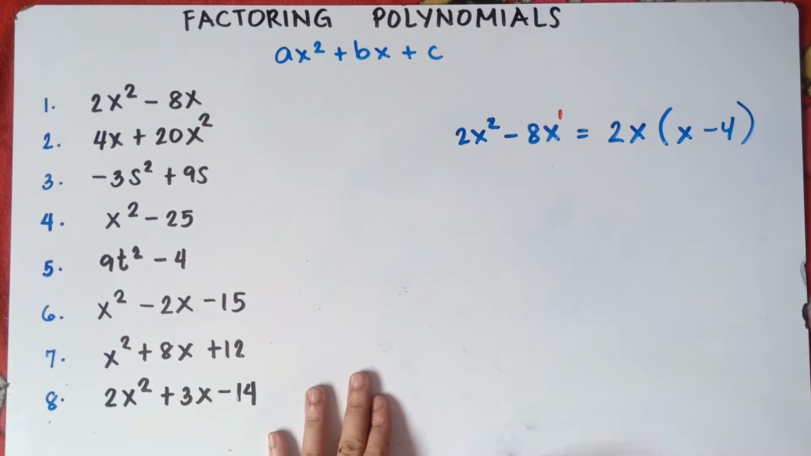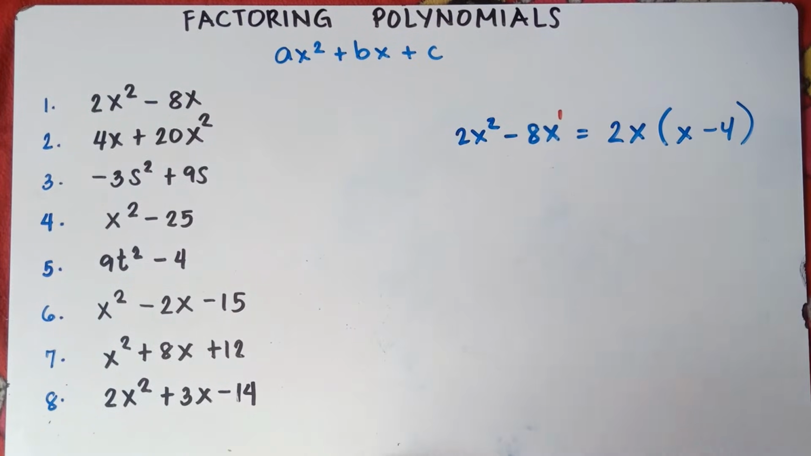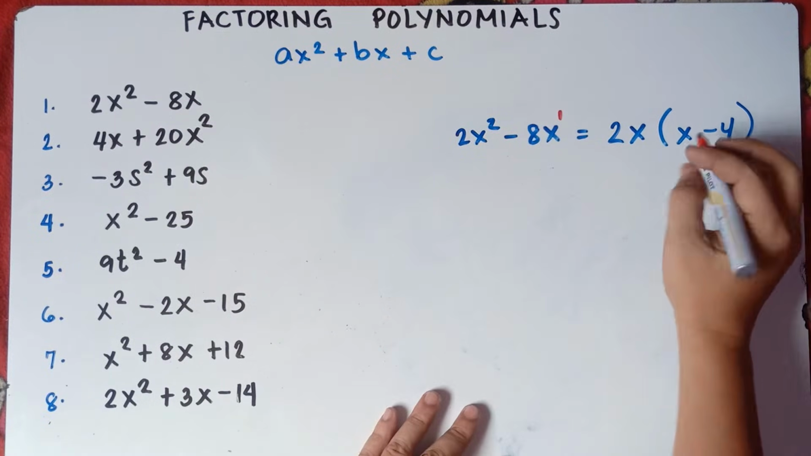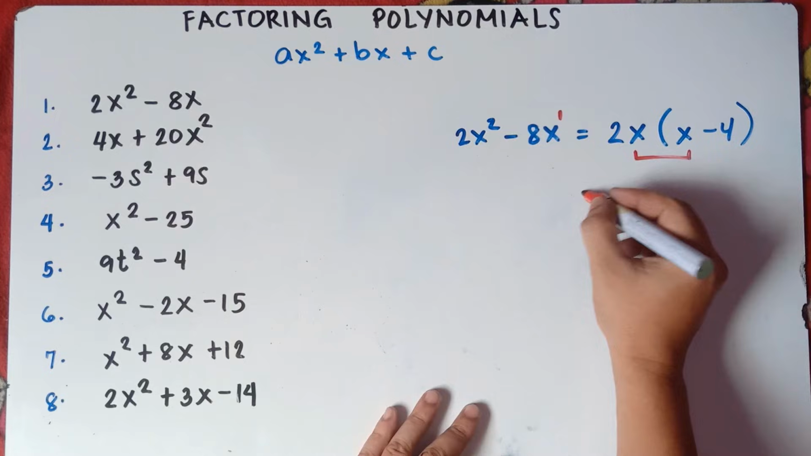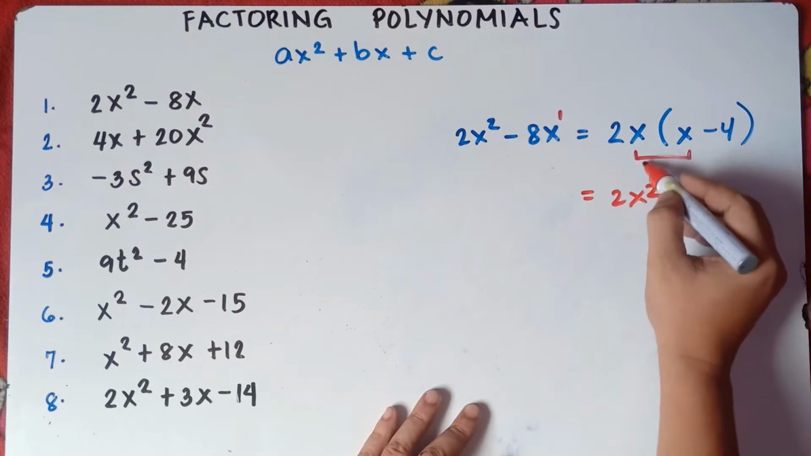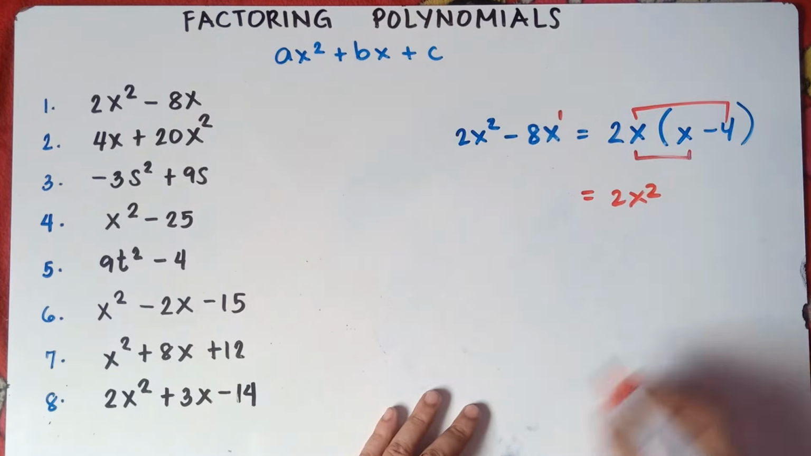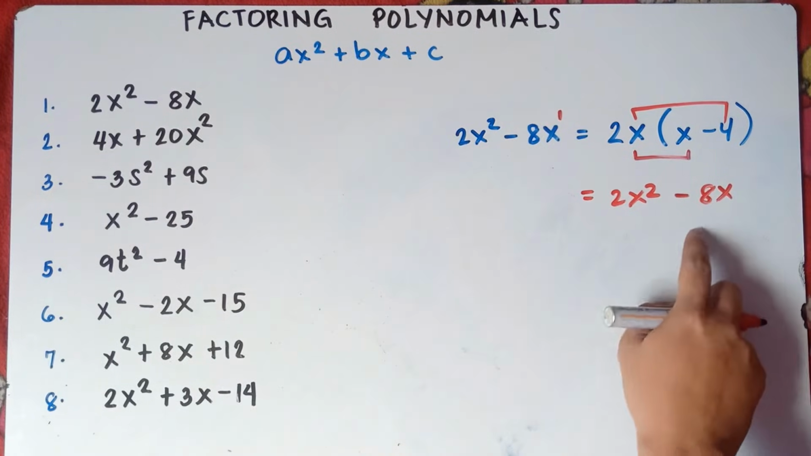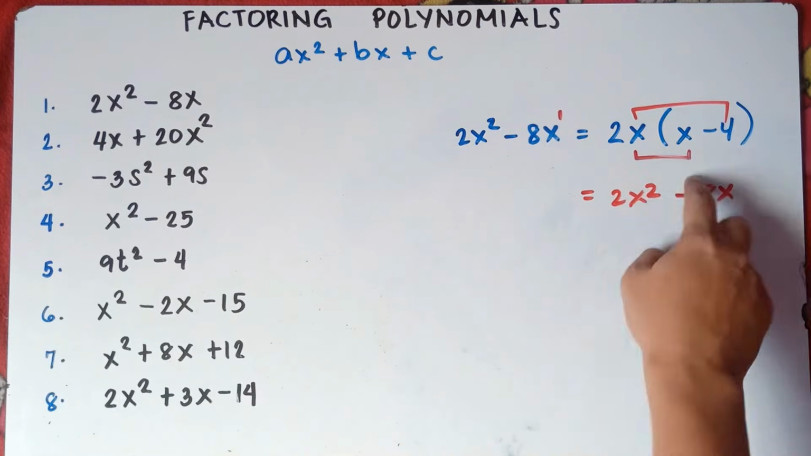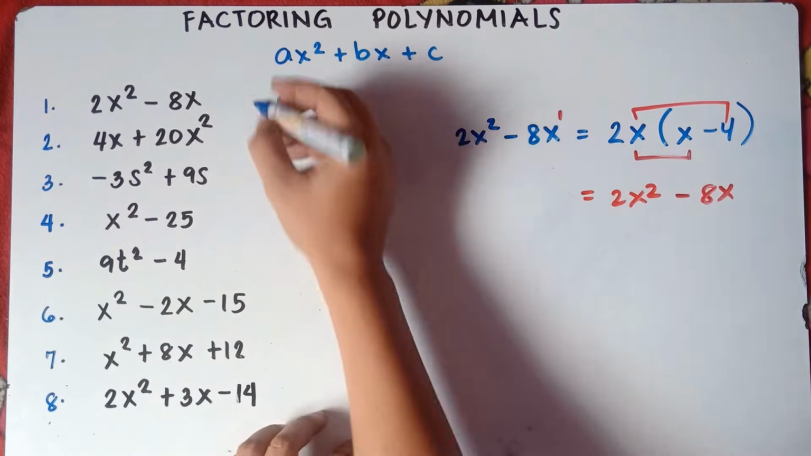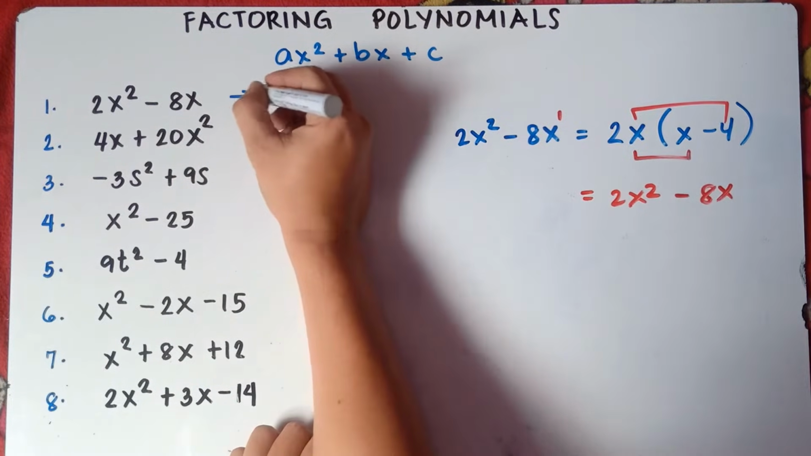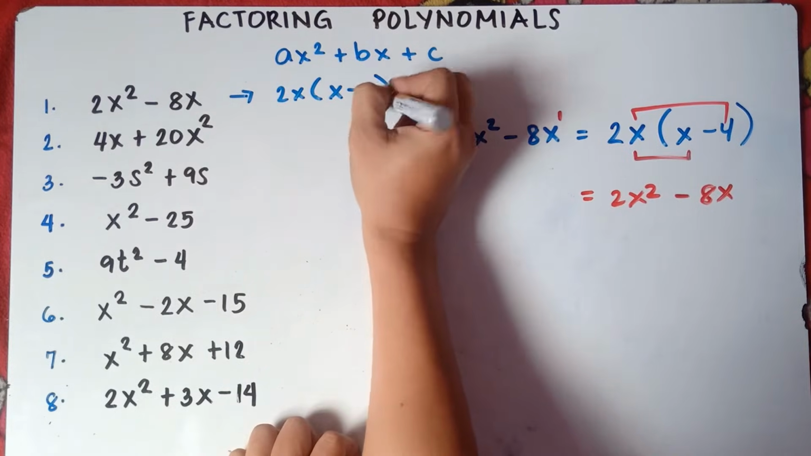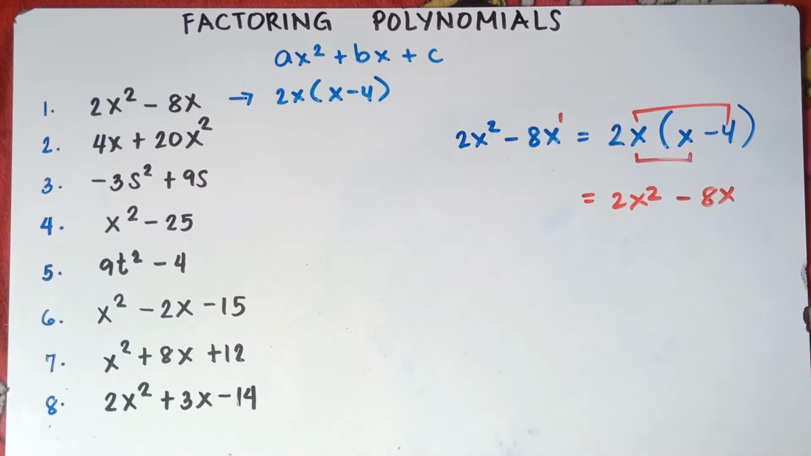You can actually check your answer if it's correct. You can do the distributive property: 2x times x is 2x squared, and 2x times negative 4 is negative 8x. And you will get the same answer. So that's how you factor this. The answer is 2x quantity x minus 4 for number 1. Alright, easy for number 1.